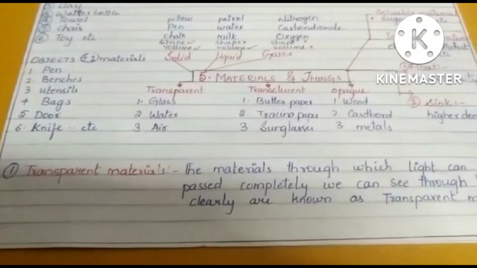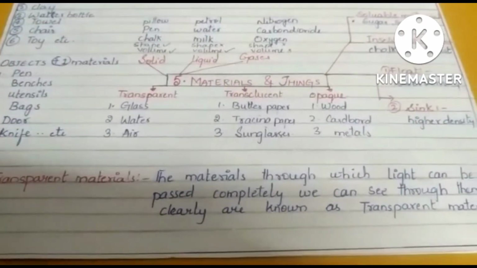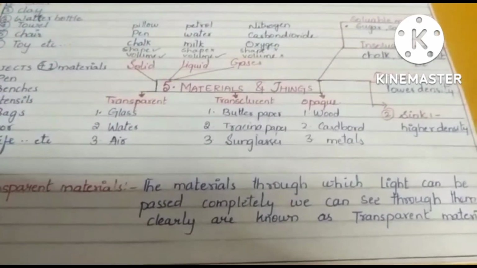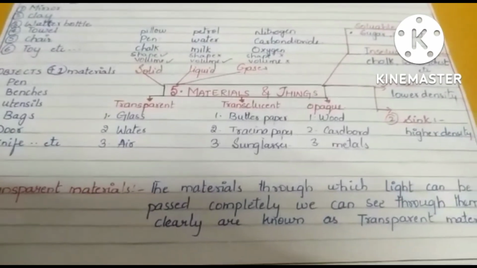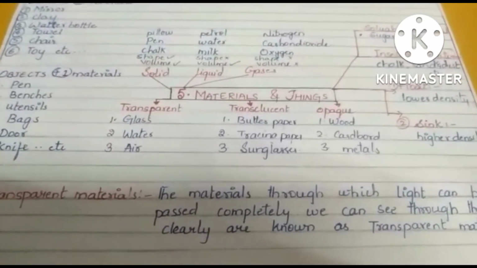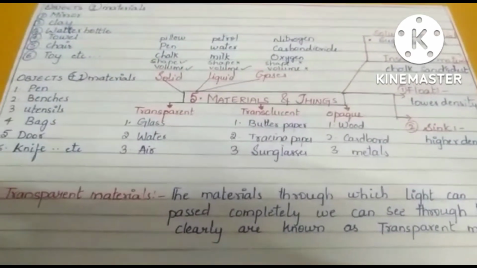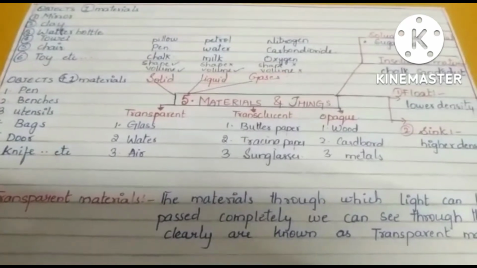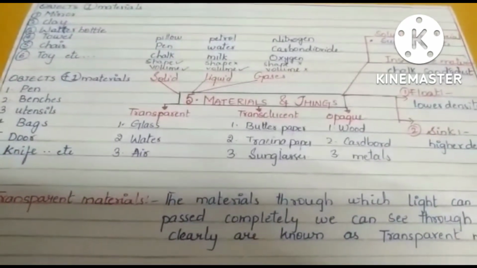The transparent materials, the materials through which light can pass completely, and we can see through them clearly, are known as transparent materials. Suppose I keep a plastic water bottle, you can see clearly, right? And if I pass a torch light, it can pass through very clearly. Even the light can pass completely and we can see clearly. This is called a transparent material, like a Bisleri bottle, you can say.